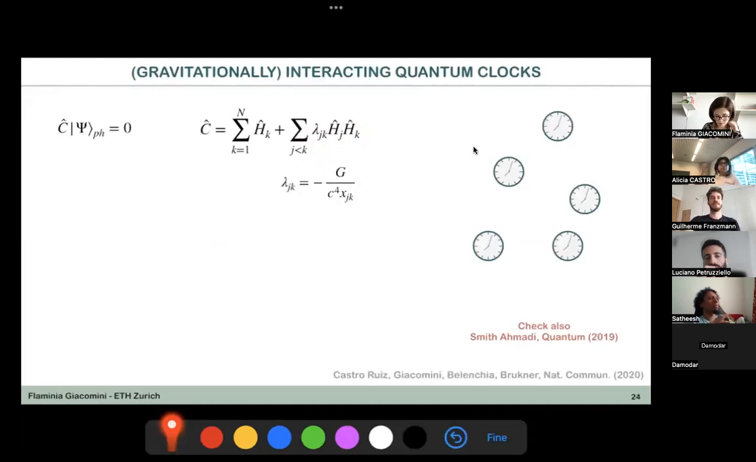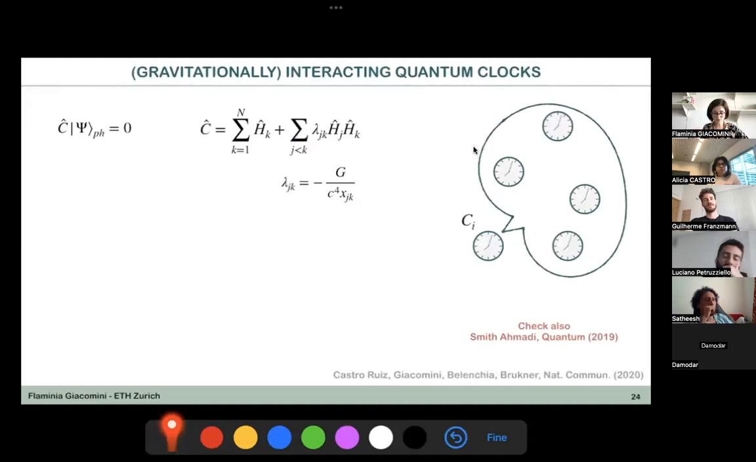So here I have a system of some n clocks, and I want them to pairwise interact, and I assume that this interaction is gravitational. I could put anything, but here I'm just choosing some gravitational interaction of the type of the two clocks that I was writing before. And still, the reason is exactly the same. This is a constraint. I choose my physical state in such a way that the constraint applied to the physical state is 0.